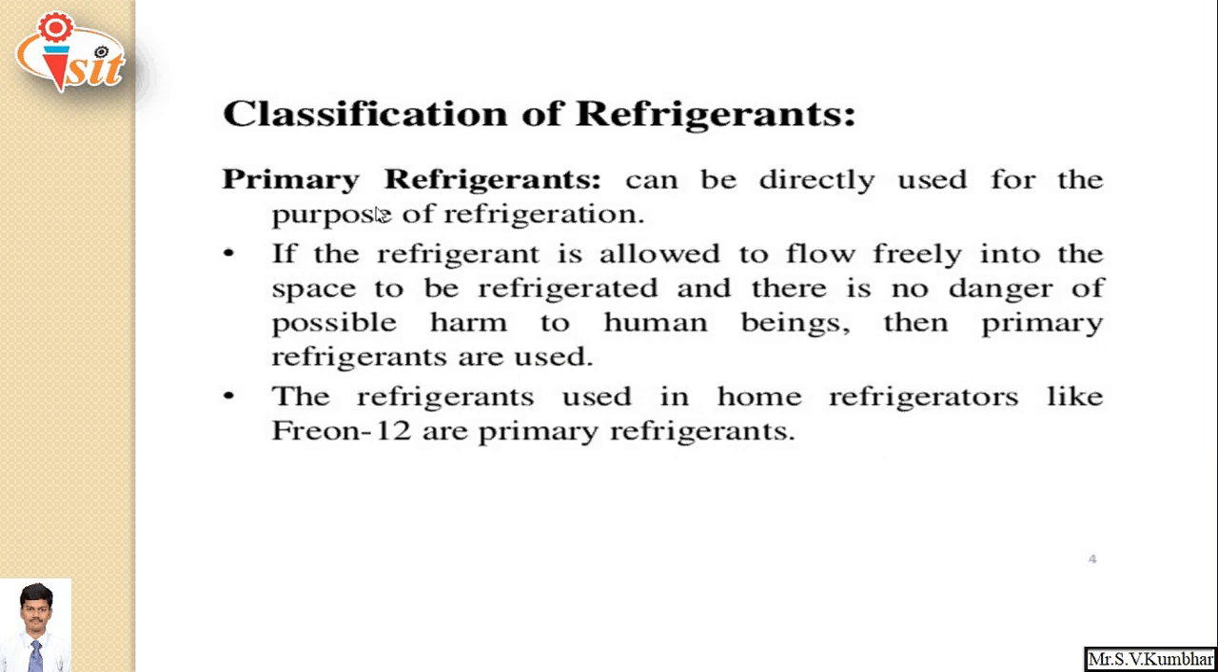Classification of refrigerants. Generally refrigerants are classified as primary refrigerants, which can be directly used for the purpose of refrigeration. If the refrigerant is allowed to flow freely into the space to be refrigerated and there is no danger of possible harm to human beings, then primary refrigerants are used. The refrigerant used in a domestic refrigerator, that is Freon R-134a, is considered a primary refrigerant.